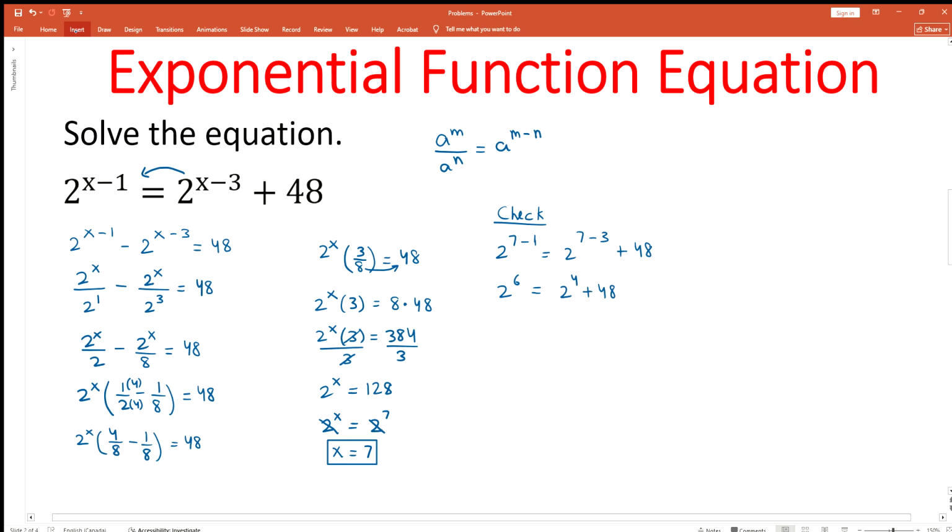2 to the power 6 is equal to 64. 2 to the power 4 is equal to 16. 16 plus 48 is equal to 64. So the left side is equal to the right side. Therefore, x equals 7 is a valid solution. So this should be the final answer for this problem. So these are the steps you have to keep in mind to solve this exponential function equation.